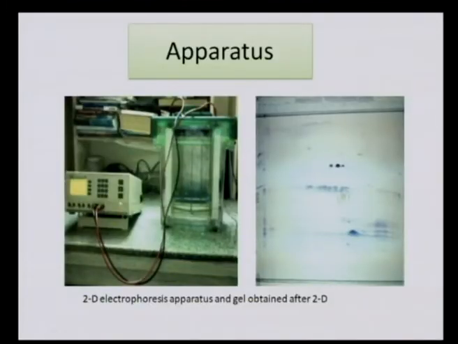On the left side you can see the entire apparatus, which is more or less similar to that of your SDS-PAGE, but the size and the power will vary from the SDS-PAGE to that of the 2D-PAGE. On the right side you can see the gel which is subjected for the SDS-PAGE. So on the top side we are going to keep the IEF strip and allow it to go for the 2-dimensional electrophoresis. These are the spots of separated individual proteins.